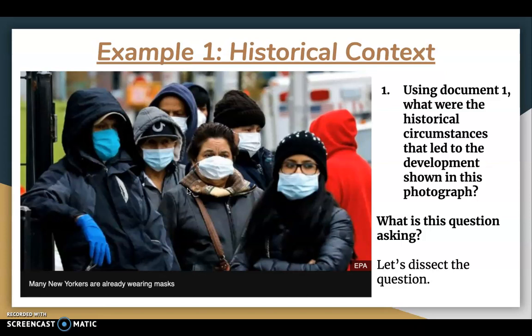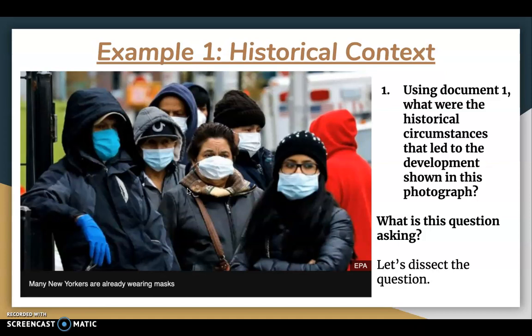So one thing I always suggest doing, whether it's a map, a source, a newspaper cover, or an image, is looking for any text that might give you some clues. Whether it's a title, the title of a newspaper, or if it's a written source, who is writing this source, where is it coming from, to give you some contextual clues. So here we see it says, many New Yorkers are already wearing masks. Okay. So as we know, these individuals are wearing masks because of the current coronavirus, right?